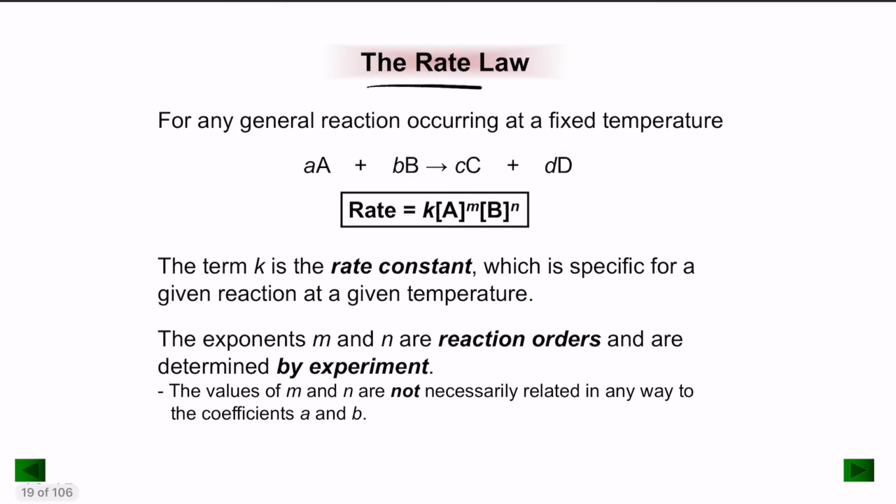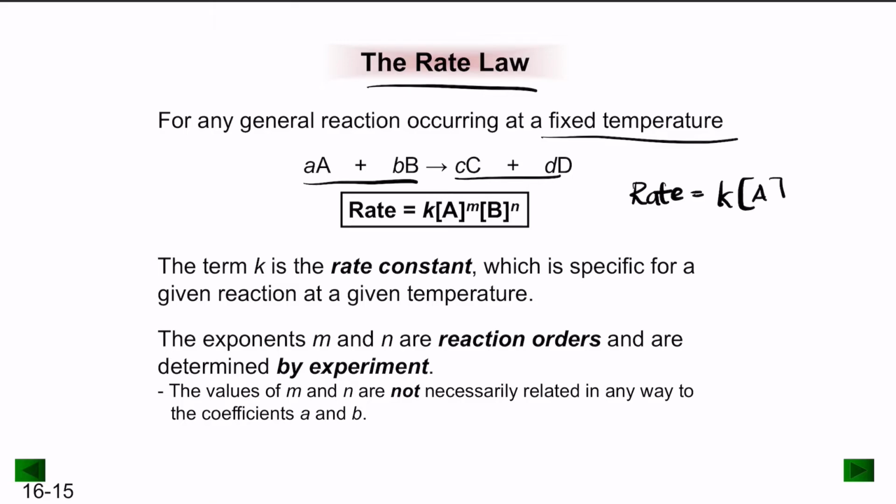Next, let's get into the rate law. So for any general reaction occurring at a fixed temperature, for example, let's consider the reaction A plus B gives C plus D. The rate of a reaction is given as k times the concentration of A to the power m and the concentration of B to the power n.